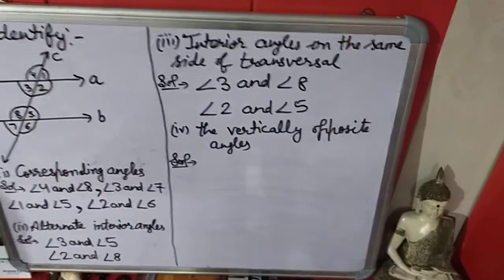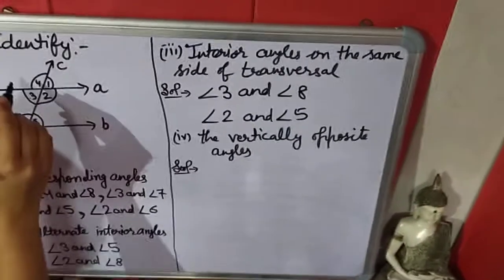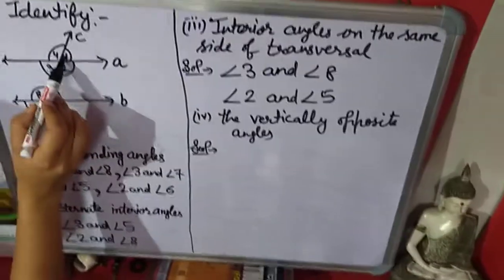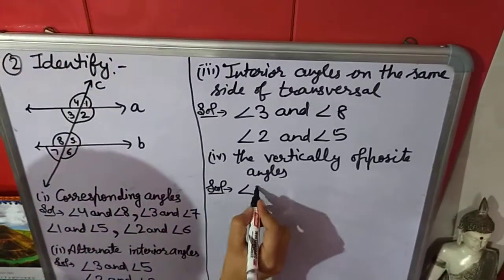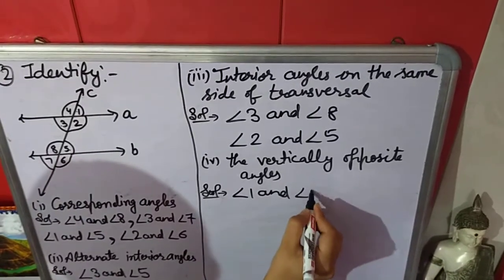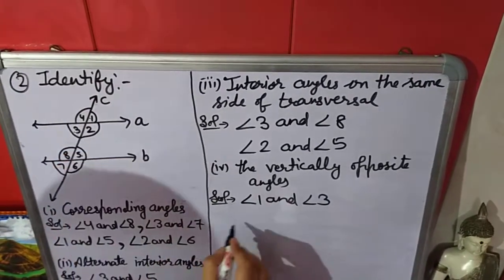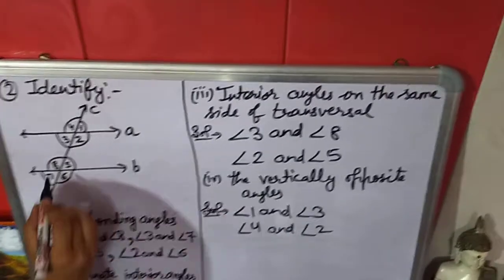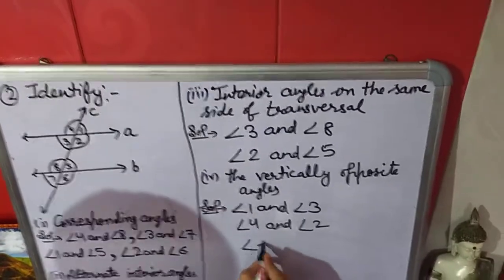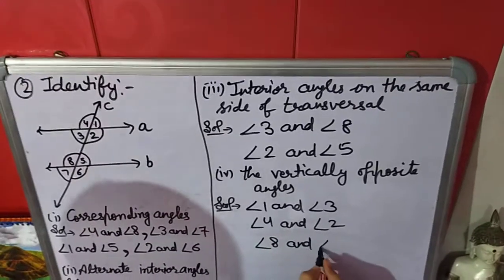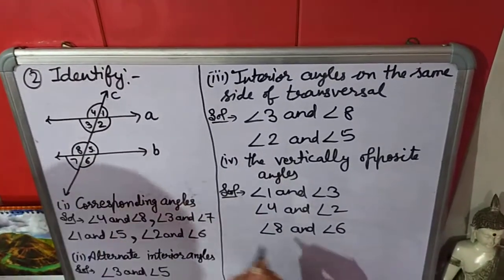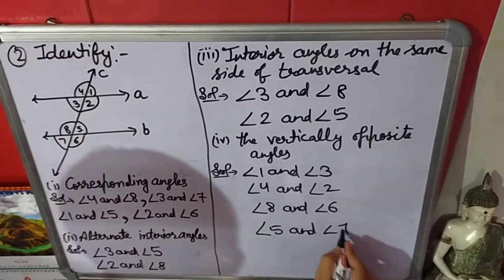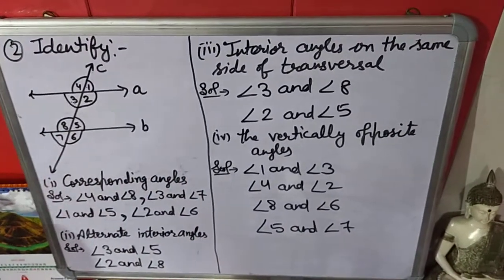Fourth part is the vertical opposite angles. They are closing to each other. So that is angle 1 and angle 3. First pair. Next angle 4 and angle 2. Next angle 8 and angle 6, and angle 5 and 7. So they are vertically opposite angles.